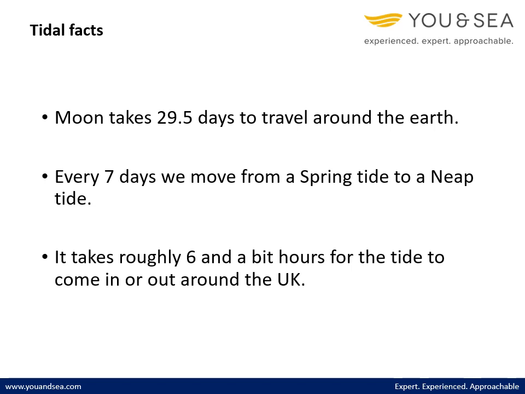In the UK on average we have 2 high tides and 2 low tides a day, with the difference being just over 6 hours. There are a few anomalies to this, but the 2 high tides and 2 low tides a day are the average.